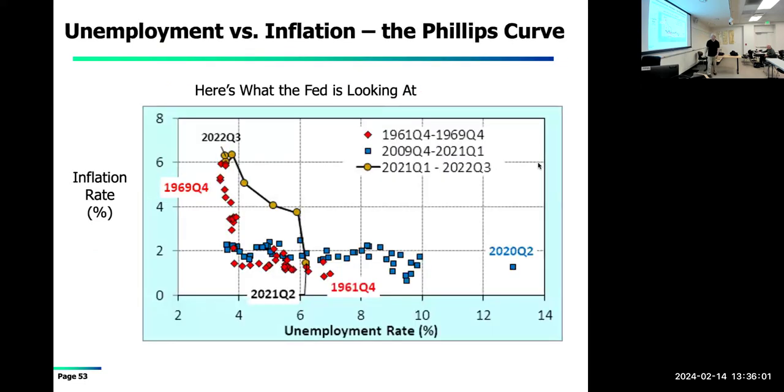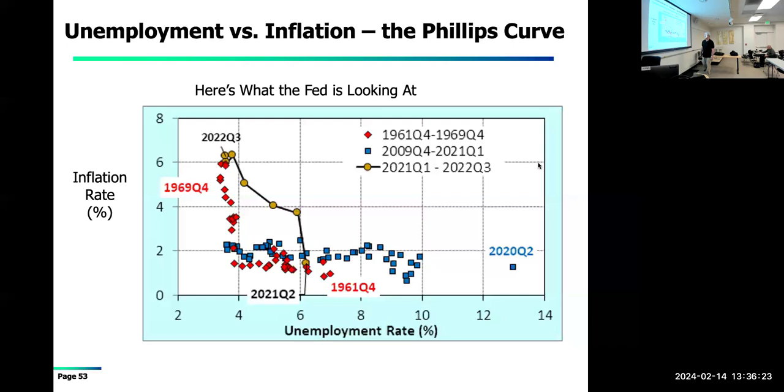And the basis for it is pre-pandemic history. Pre-pandemic history measured with the unemployment rate on the x-axis and the inflation rate on the y-axis. What is this all about? Well, it is known as the Phillips curve. There are conferences on the Phillips curve to this day.